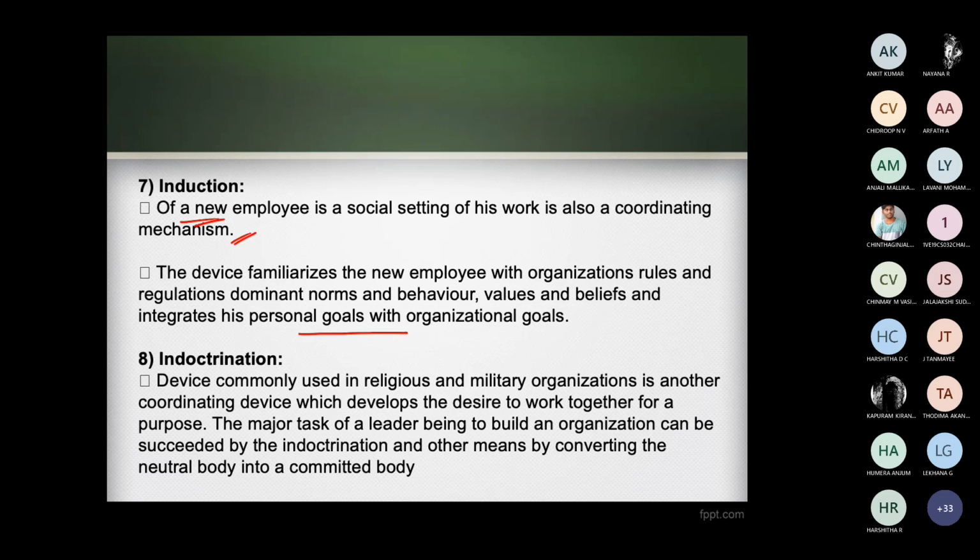So always, as a company, see to it that you give an induction program to the employee, so that he fits into the organization, into all the do's and don'ts of the particular organization. That is known as induction.